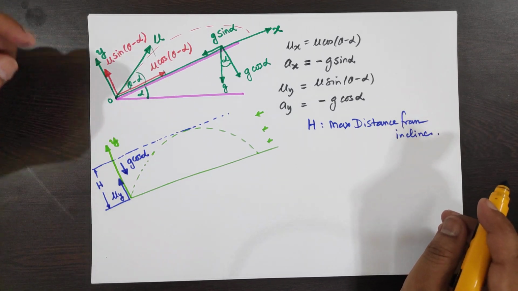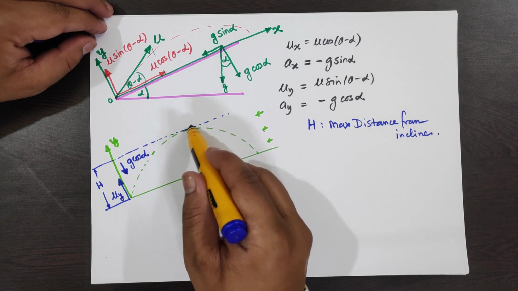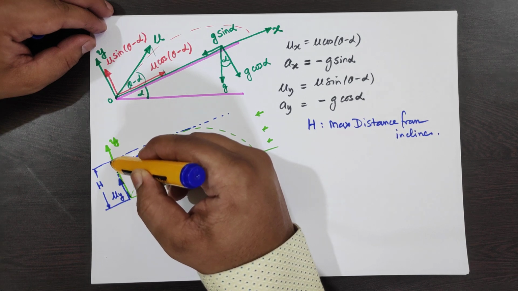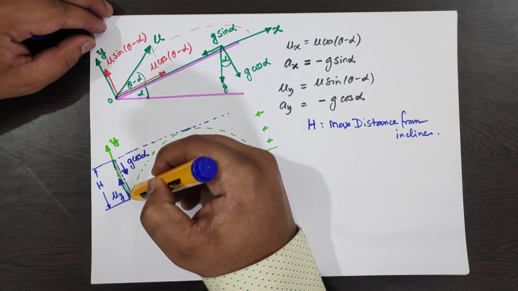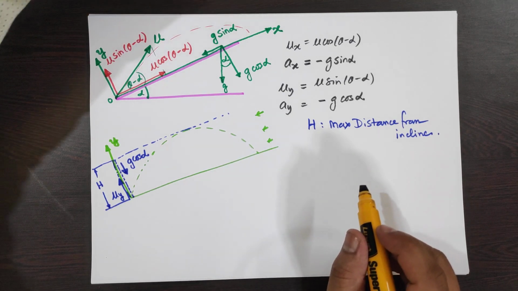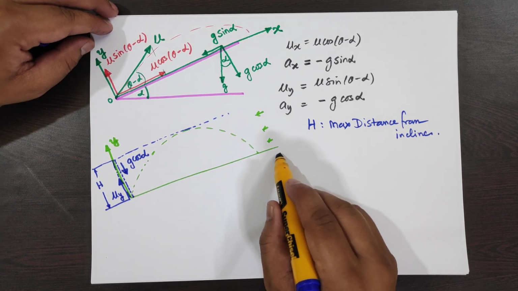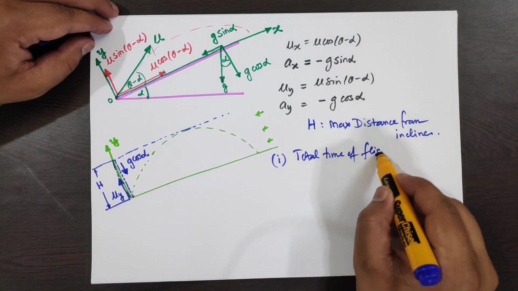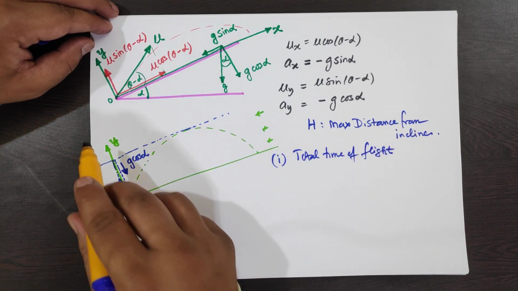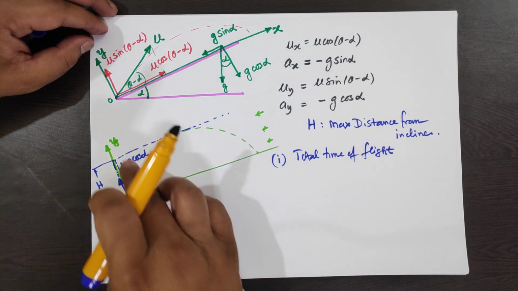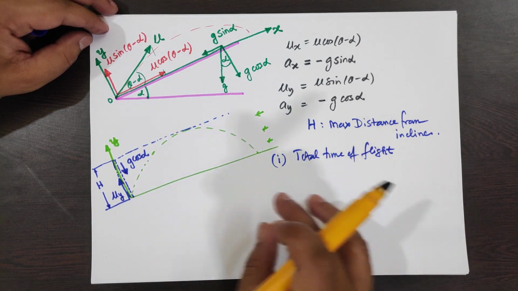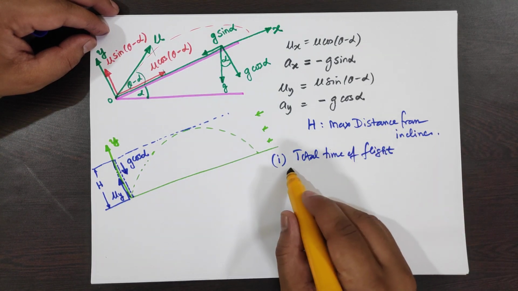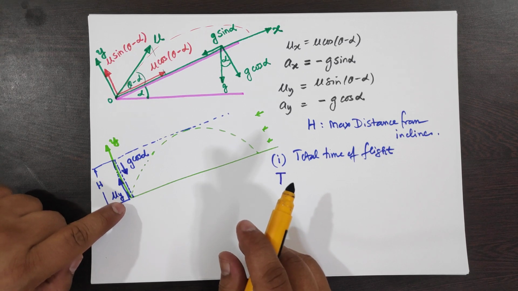As it goes along this way, the shadow will go up, reach a maximum height and come down. The first question was the total time of flight. To find it, looking at the projection of the motion on the y-axis is sufficient to determine time. It doesn't matter whatever is going on along the x-axis. So the total time of flight is equal to the total time of flight of the y projection.